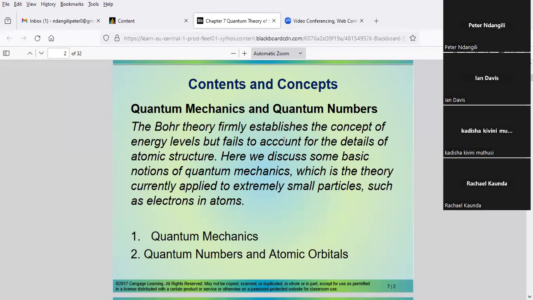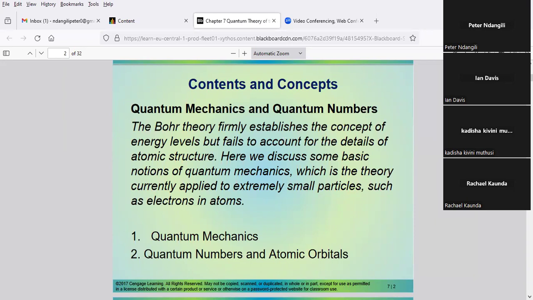Now, in this lesson, we are going to build up from that Bohr theory so that we can say, if an electron is in the first orbit, in the first energy level, where exactly are we likely to find that electron? This is what we'll be discussing today in quantum mechanics and quantum numbers.